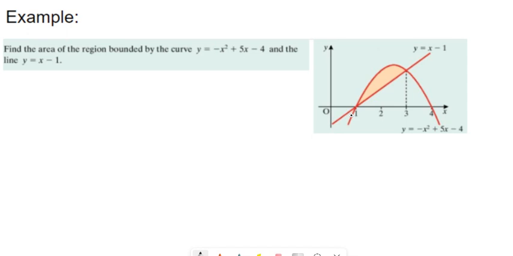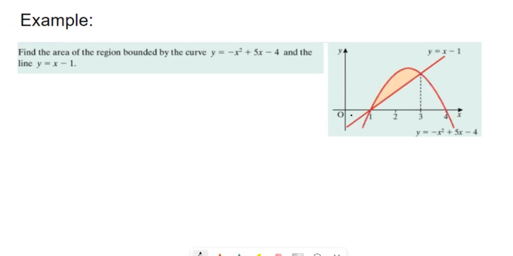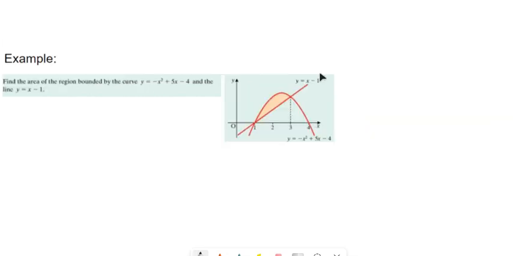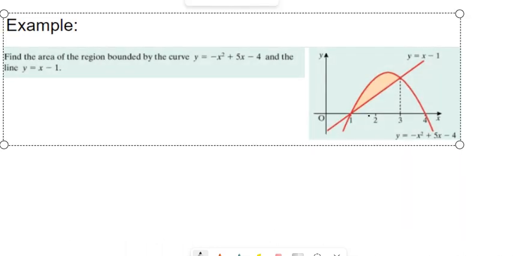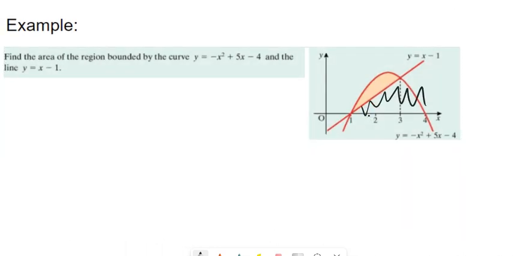But the problem here is that if we just integrate below the curve, it'll find out the area of the whole thing, but we don't want the area of the whole thing. We just want this little bit in here. So what you have to do is integrate the curve first, and that will find out the full bit, and then integrate the bit underneath the line after. So just this little bit in here, and then you take one away from the other.